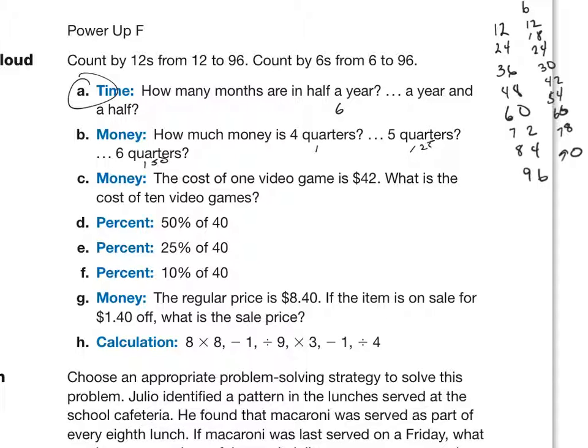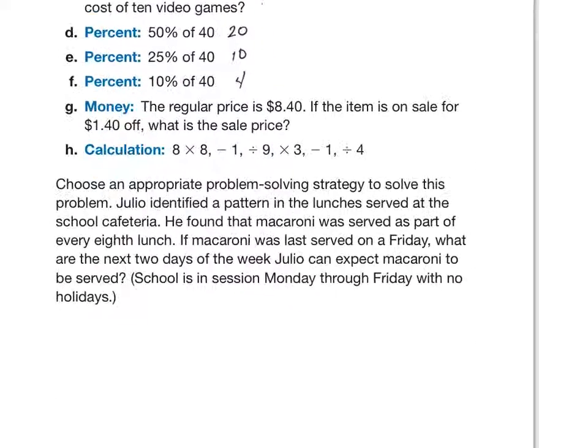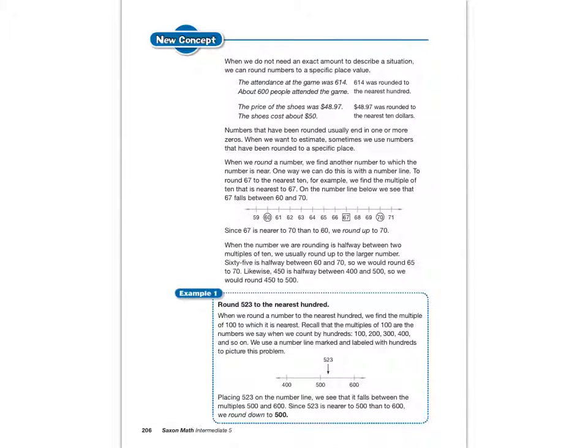What is the cost of 10 video games? So that would be 42 times 10, which would just add a 0. You have 420. And then 50% of 40 is 20. 25% of 40 is 10. And 10% of 40 is 4. And I'm going to skip the rest. I'm going to go to the next thing.